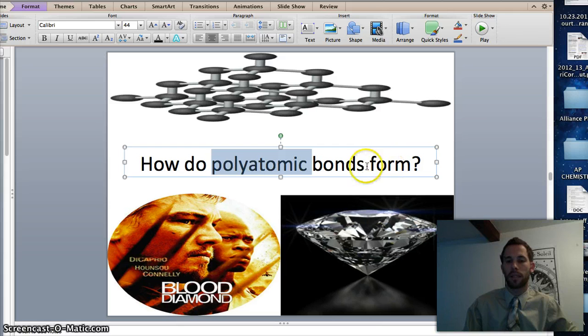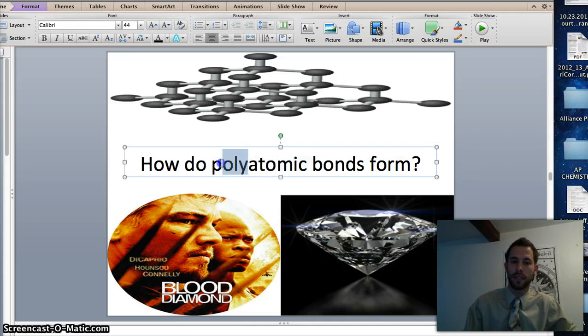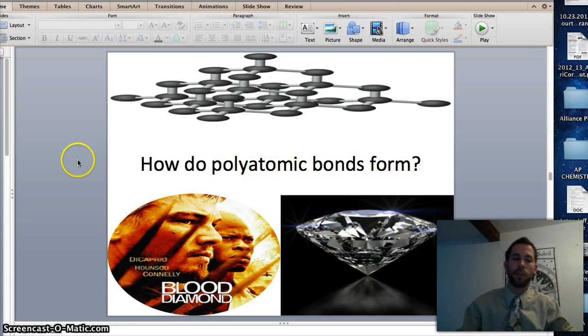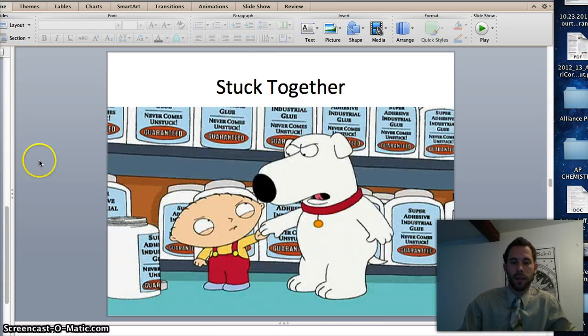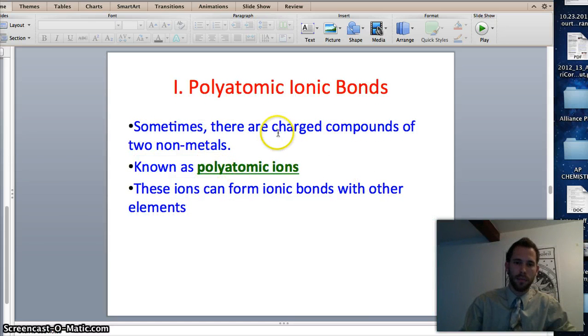polyatomic bonds. Now, poly means many, a lot. So if it's polyatomic, that means you're going to have more than mono, more than 1 on 1. Now, polyatomic ions are a little easier to think about. They're always stuck together. If I were to take some glue and put it in between Stewie and Brian, they would be stuck permanently. Super adhesive industrial glue. So what does that mean? It's the same thing here.